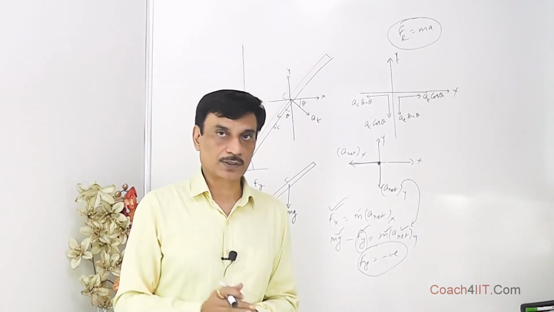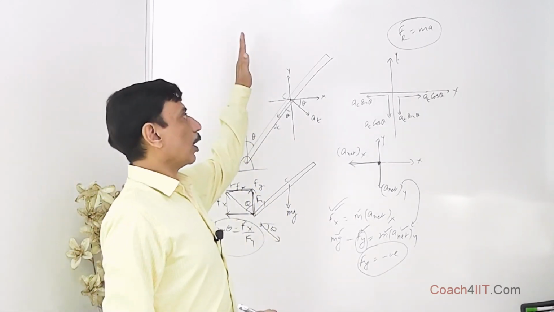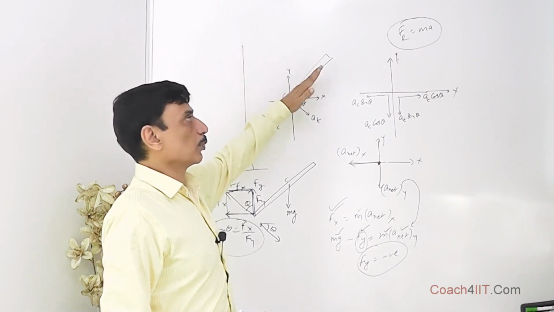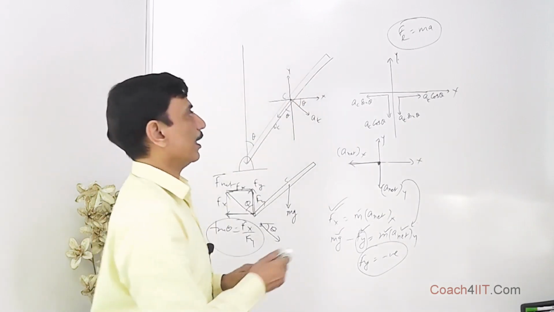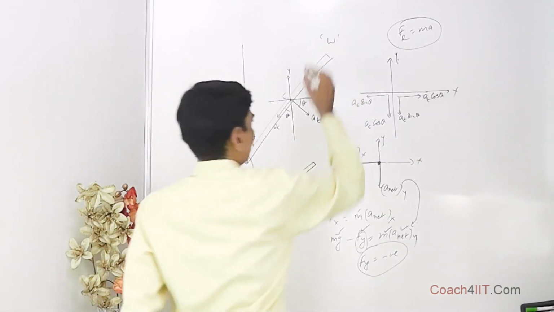Now there could be two cases. One case is when the rod was over here, it was gently pushed, so it comes over here. When it comes over here, it is falling like this, and right now it has some omega.